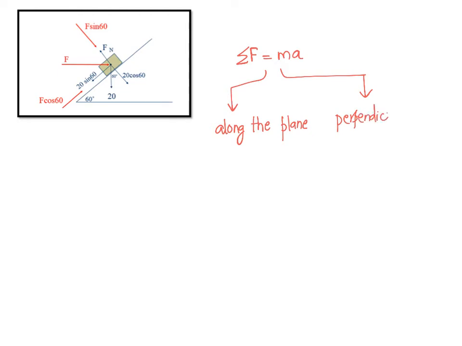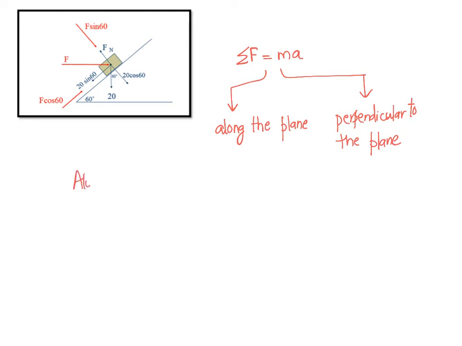Now let's see how to solve for the normal force which was being asked in the problem, and for the horizontal force F. There are two unknowns, so we need to find them. So we are going to write Newton's law, sigma F equal to ma. We are going to write it along the plane and perpendicular to the plane. So we are going to create two equations, one along the plane and one perpendicular to the plane.